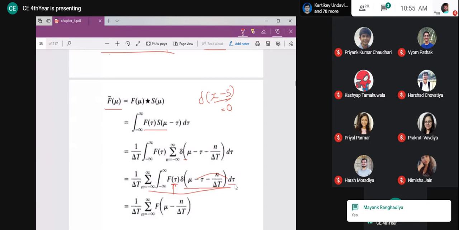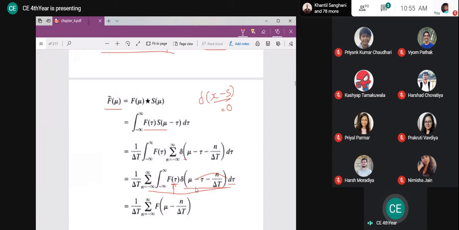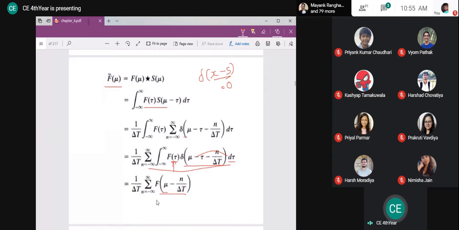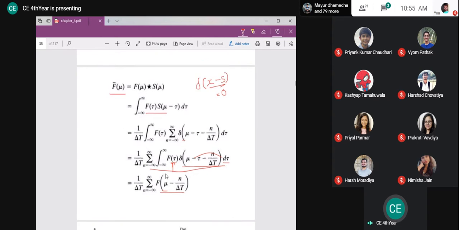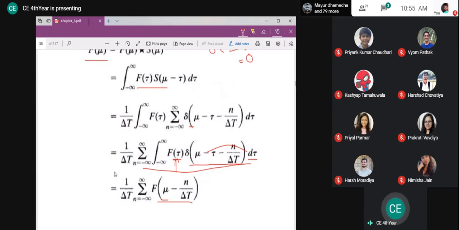Hence the impulse will exist at mu minus n by delta t, and the shifting property says the result will be the function at mu minus n by delta t, where n is from minus infinity to plus infinity. Now observe what exactly you obtained. It is a very interesting and unique result. So any doubt up to this?